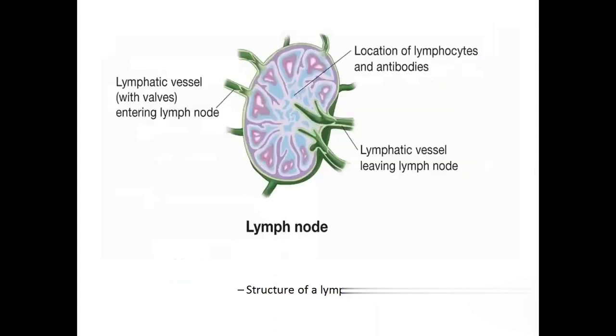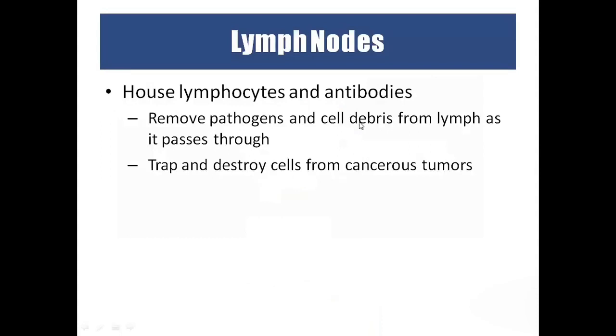And you can see here in this picture very clearly. The lymph will be coming in this direction, entering in this direction. Inside this, the lymphocytes and antibodies will be checking for any pathogens, and after checking and cleaning it, the lymph will go in this direction. So lymphatic nodes house the lymphocytes and antibodies. They remove the pathogens and cell debris from the lymph as it passes through. It also has the capacity to trap and destroy cancerous cells.